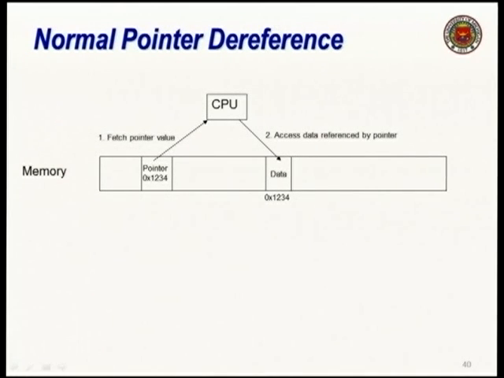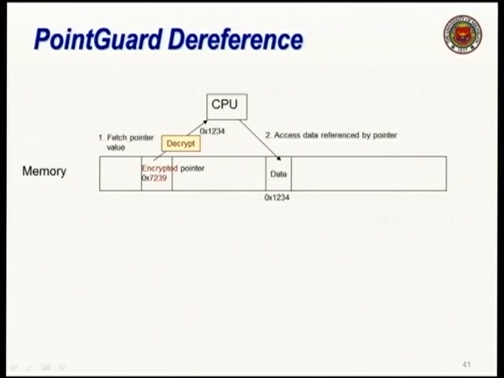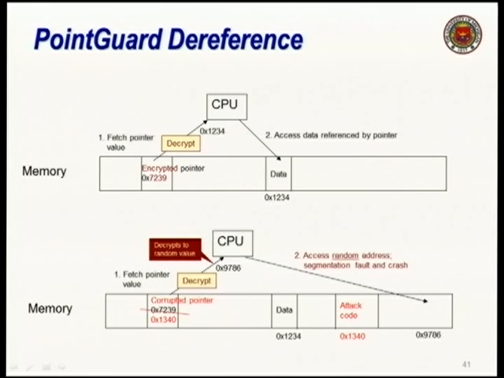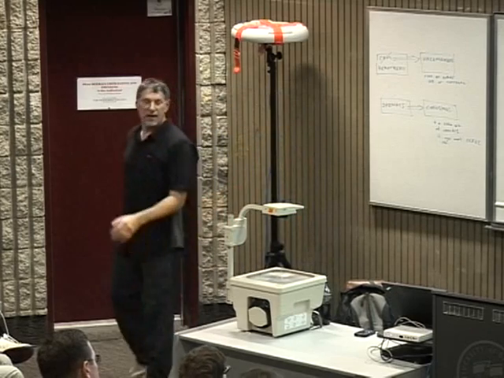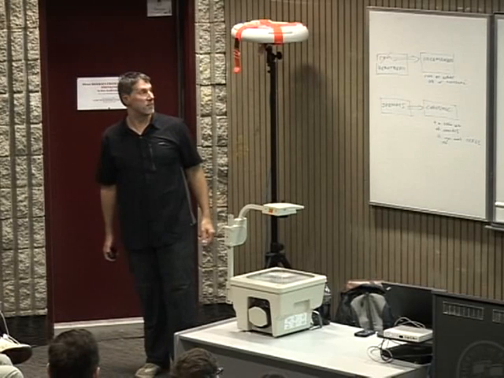So here, I have a pointer in memory. When I attack the machine, I overwrite this pointer with a value to jump to my attack code. If I encrypt those pointers, then if I overwrite with a value, it goes to some random place. A very powerful technique. And there's a tool called PointGuard. It's not an open source tool, but there's a tool called PointGuard that implements this.